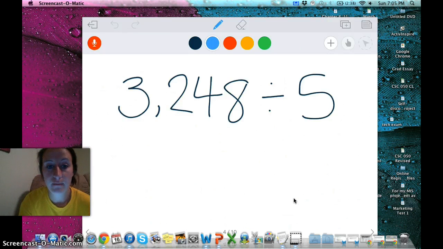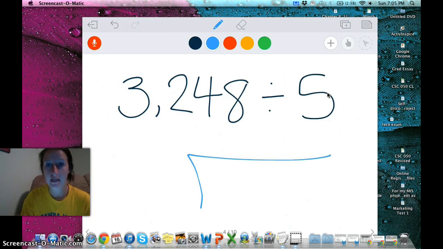So what we're going to do is when you see problems written like this, here's our division sign here. 3,248 divided by 5. Before we can solve that, we need to rewrite that with the symbol that we know, the symbol that looks like this. So what I want you to do is on your piece of paper, go ahead and rewrite this division problem using this symbol right here. So hit the pause button and go ahead and do that.